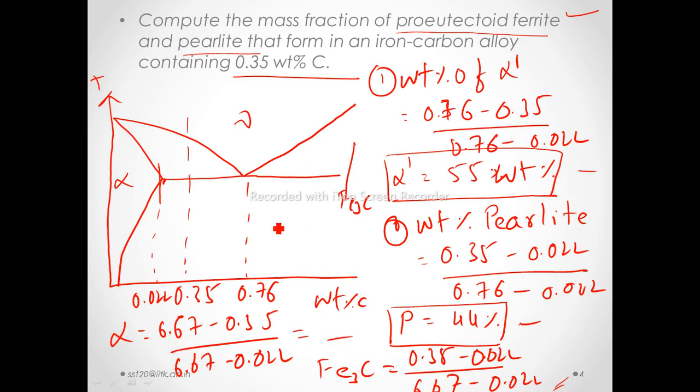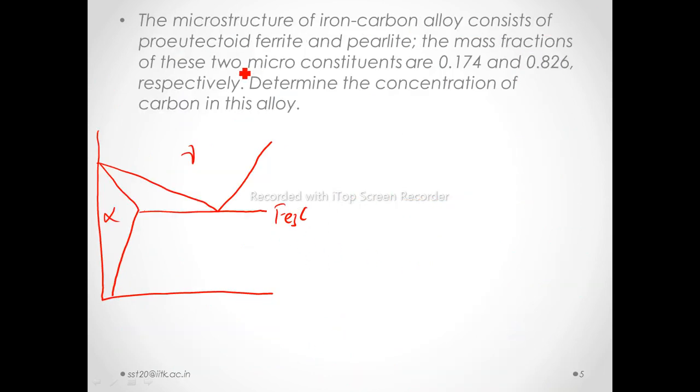Okay, we are jumping into the next problem. The microstructure of an iron carbon alloy consists of proeutectoid ferrite and pearlite. The mass fractions of these two microconstituents are 0.174 and 0.826 respectively. Determine the concentration of carbon in this alloy. So in this one, we need to find the carbon composition of this alloy.